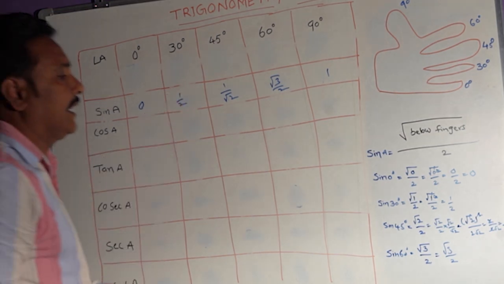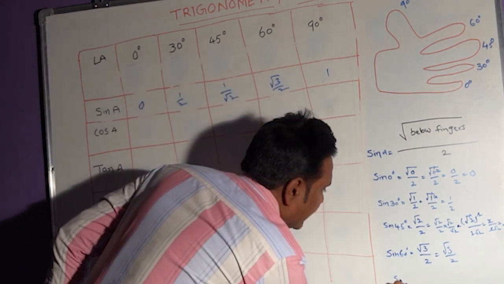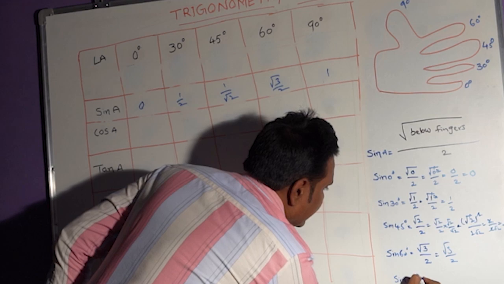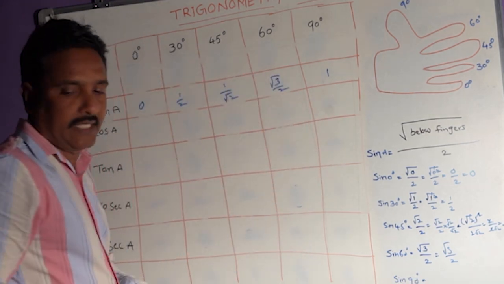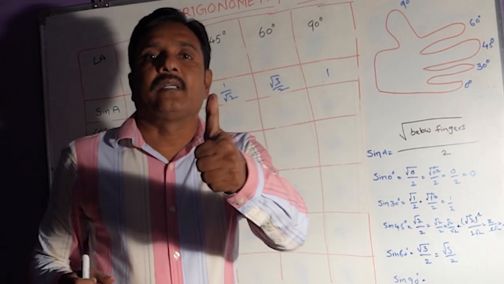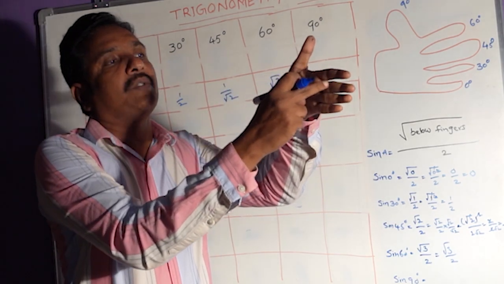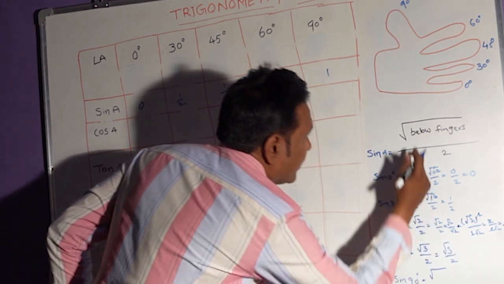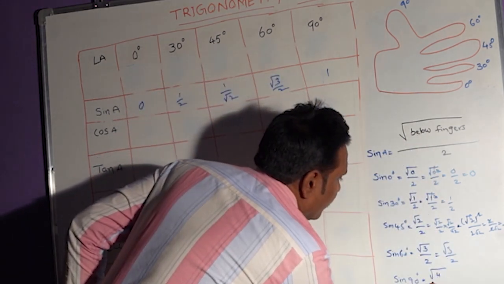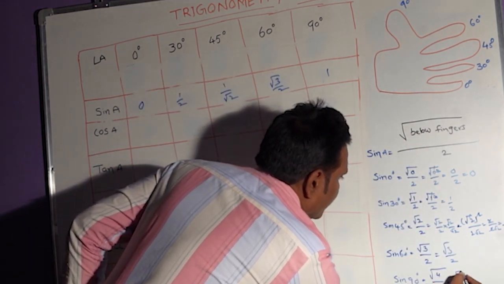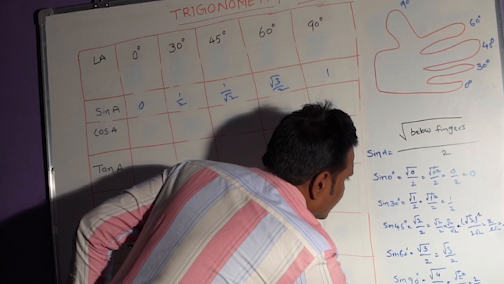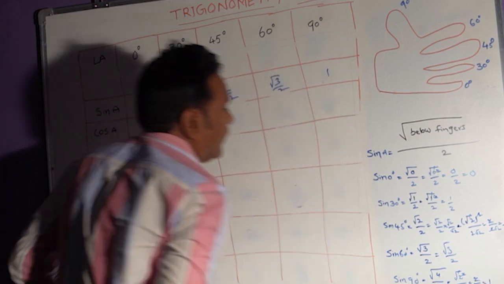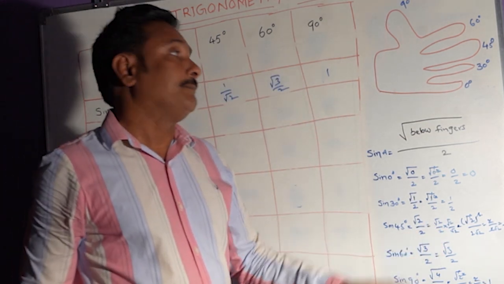Then finally, sine 90 degrees. Sine 90 degrees is the thumb finger. Thumb finger below fingers: 1, 2, 3, 4. Then root of below fingers, root 4 by 2. Then root 4 is equal to 2 square, by 2. Square root cancels. 2 by 2. 2 by 2 means 1. Sine 90 degree value is 1.